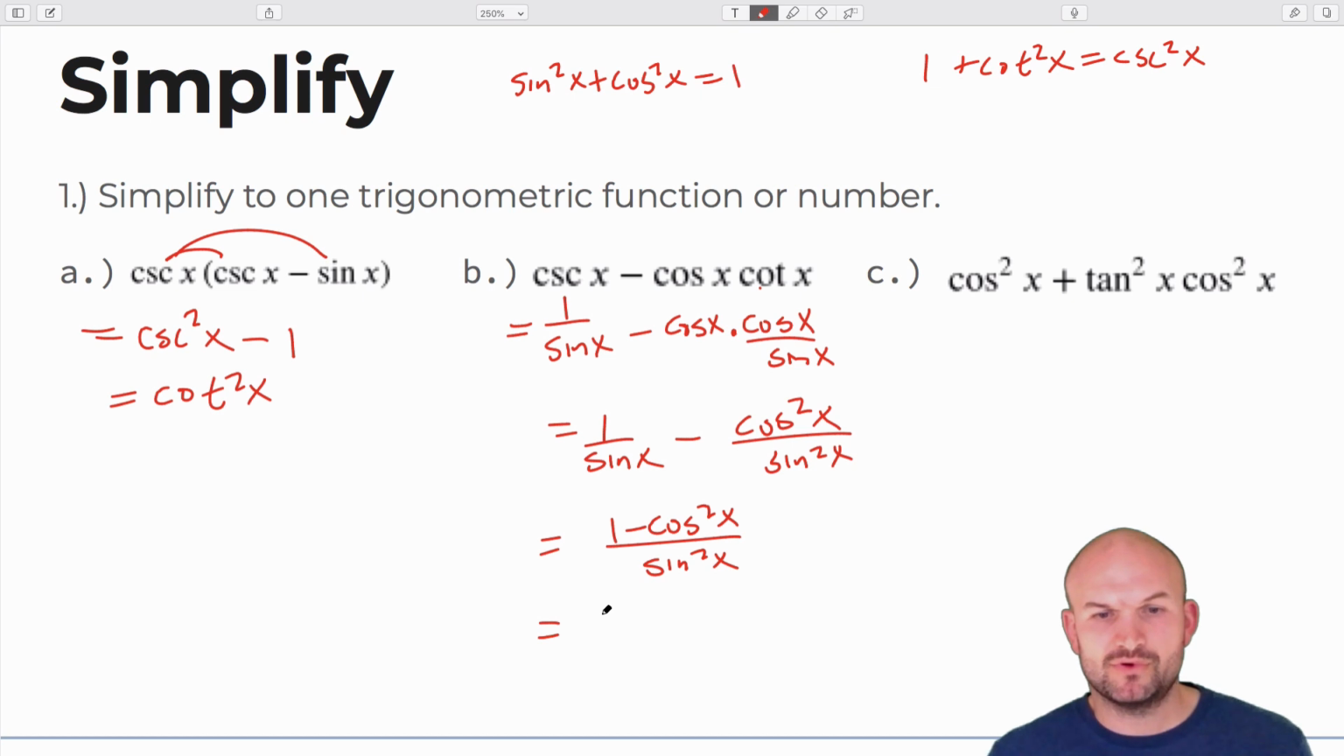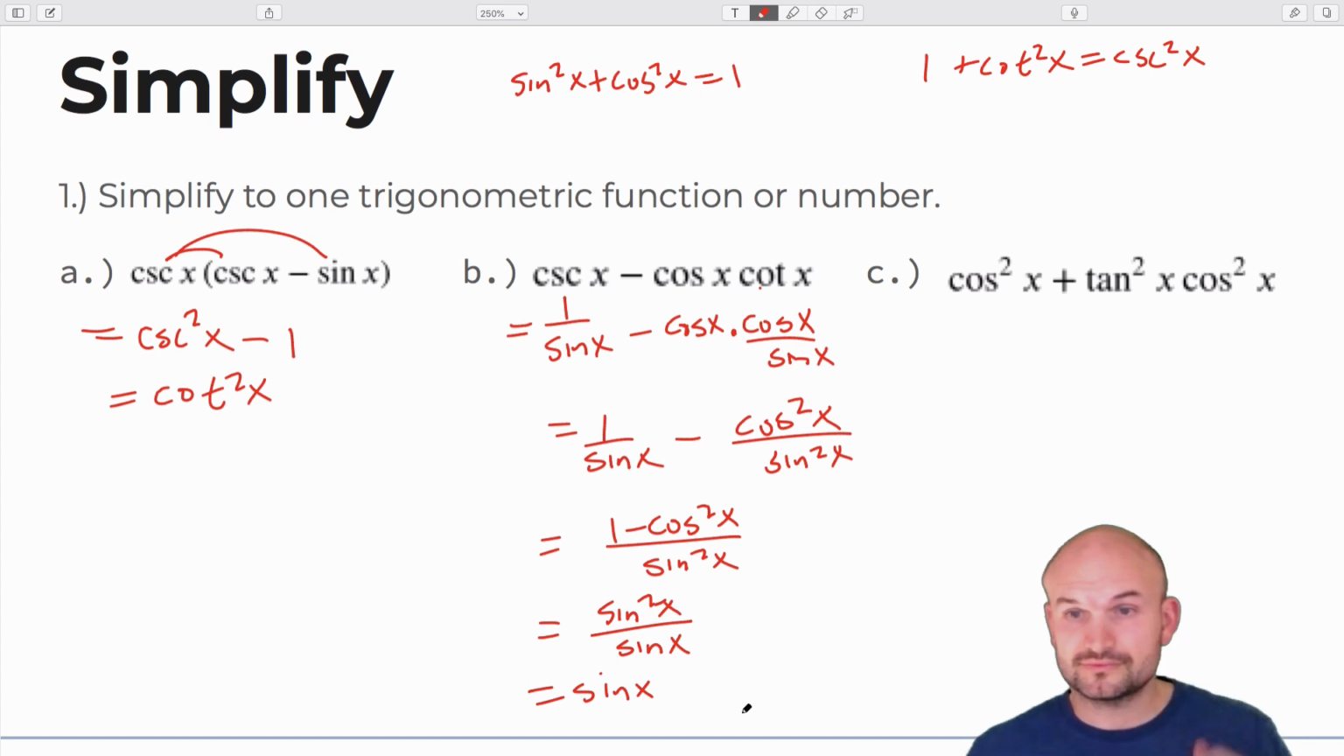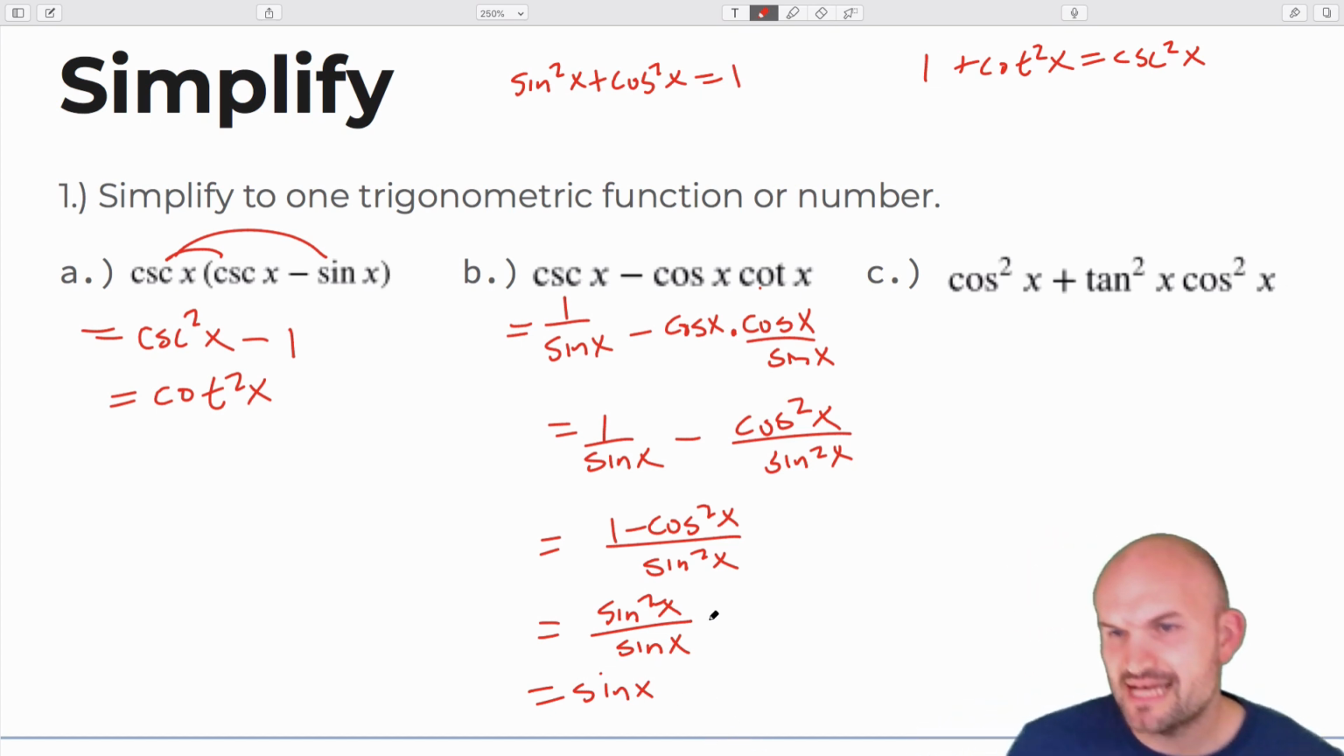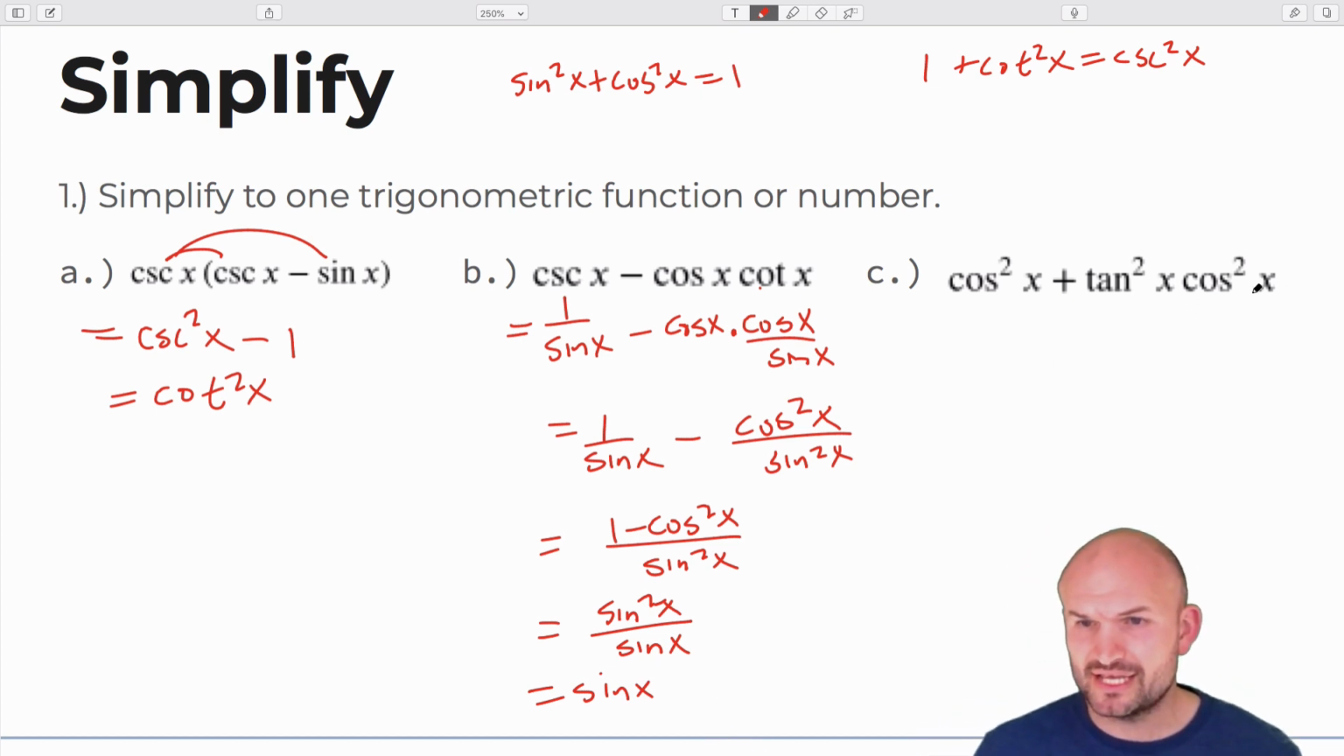So therefore, I am going to be left with sine squared of x over sine of x. And again, sine squared of x divided by sine of x is just going to simplify to a sine of x. All right, in the next example here, this one I could go ahead and simplify.